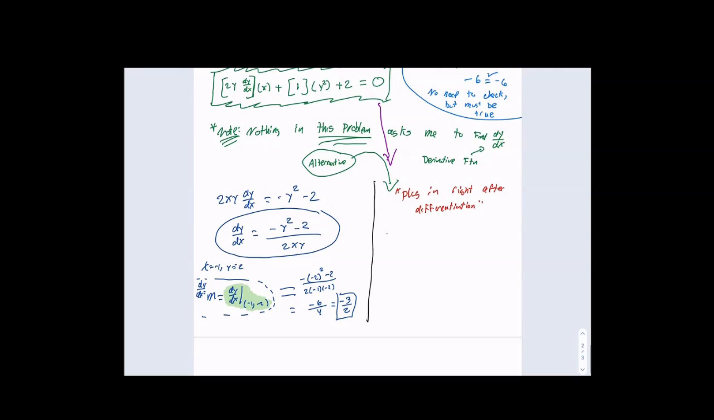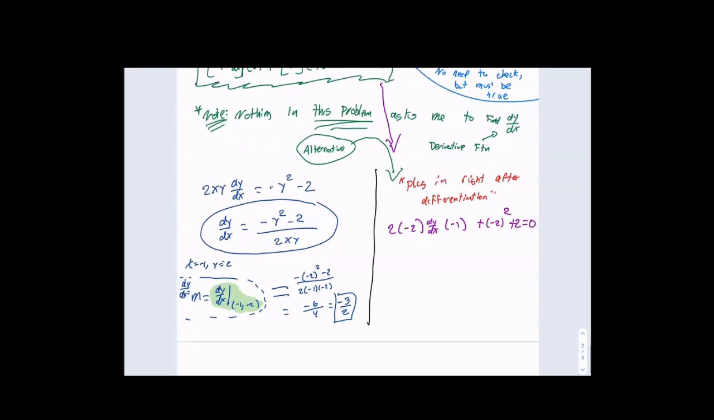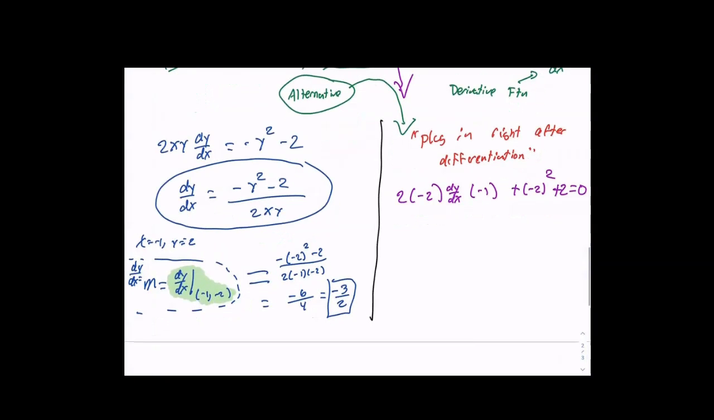So what I'm going to do is I'm going to do 2 times -2 dy dx, or you can put m in there as well, y prime if you want to, times -1 plus -2 squared plus 2 equals 0. This can be very helpful if there's a lot of steps, because doing the other one requires that you found the dy dx function correctly, which can be multiple steps, which means you could also make a mistake. And sometimes the problems get really ugly to do.